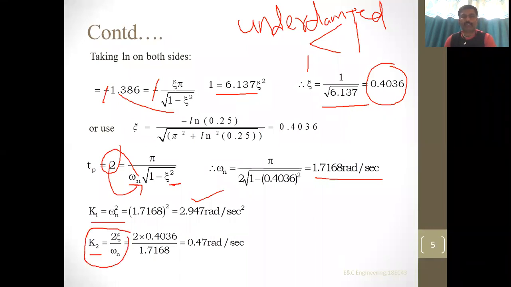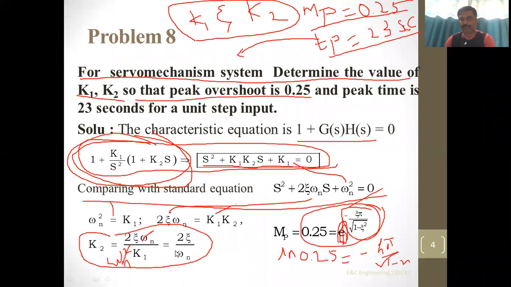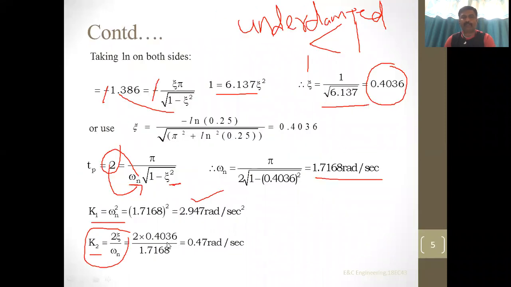K2 is 2 xi omega n from the previous equation. Is it okay? If I substitute, 2 into 0.4036, that is the xi value, multiplied by omega n, 1.7168, which is 0.47 radians per second. Is that okay? Our major agenda was to evaluate the values of K1 and K2. Now we evaluated them. Is it okay?